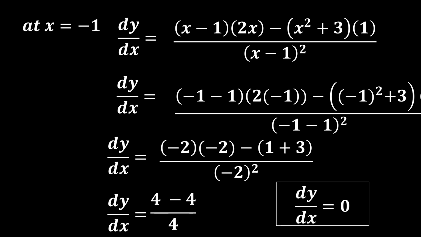So this proves the fact that all our answers are correct. Therefore, the value of a is equal to 3, the value of b is 1, and the value of c is negative 1.